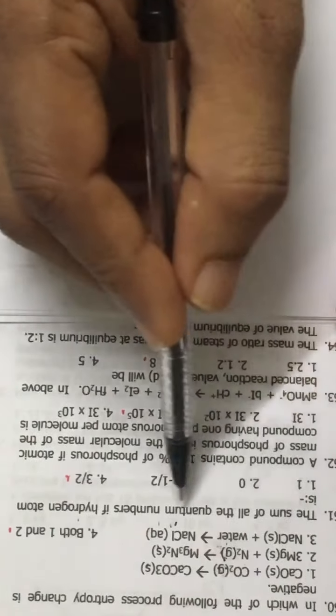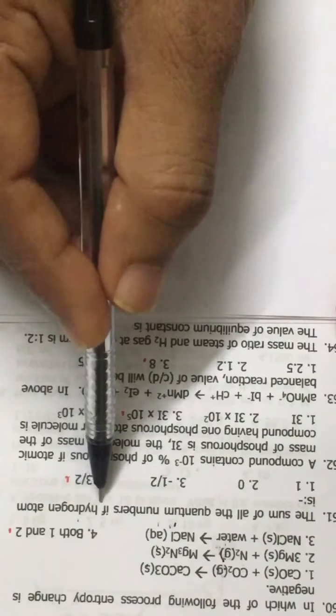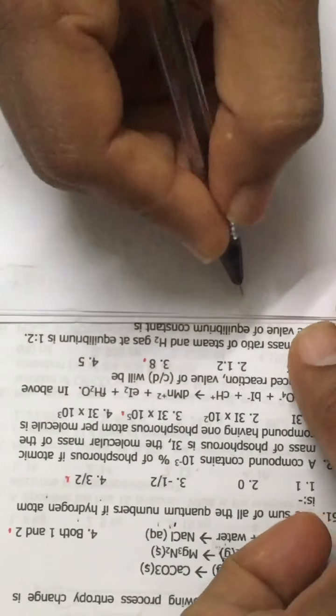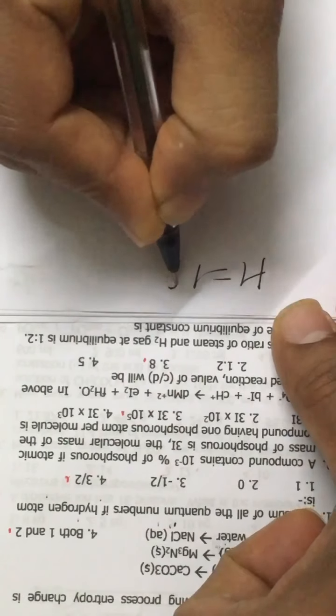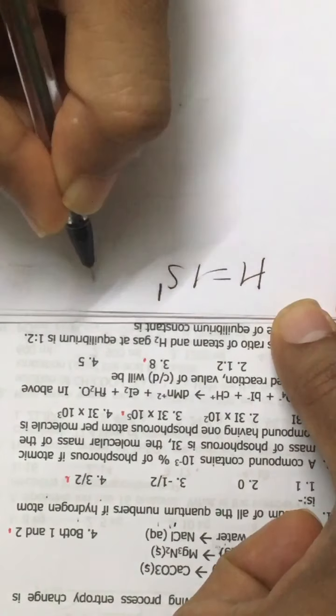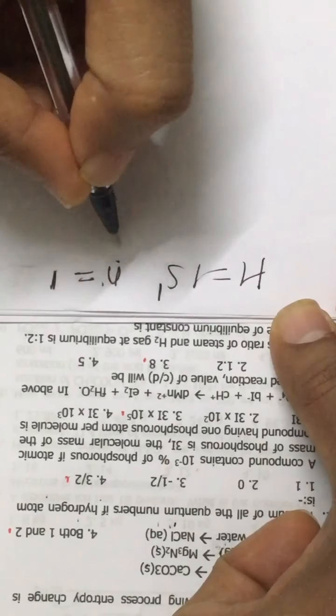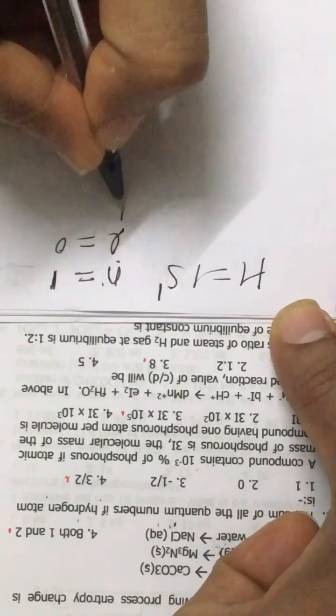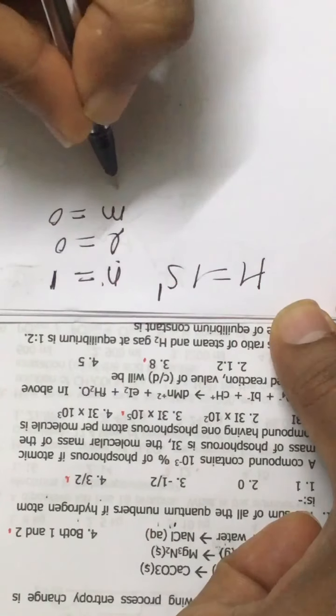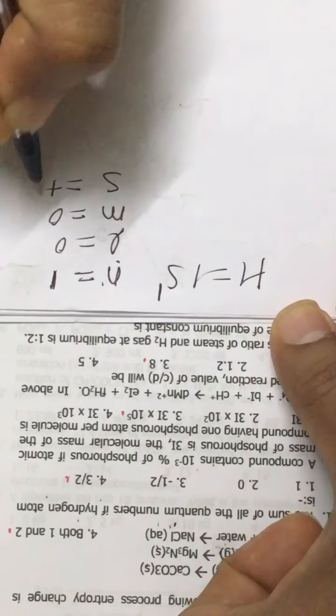Now the sum of all the quantum numbers of hydrogen atom. So hydrogen atom configuration is 1s1. All right, the principal quantum number is 1, azimuthal quantum number is 0, magnetic quantum number is 0, and spin quantum number is plus half.